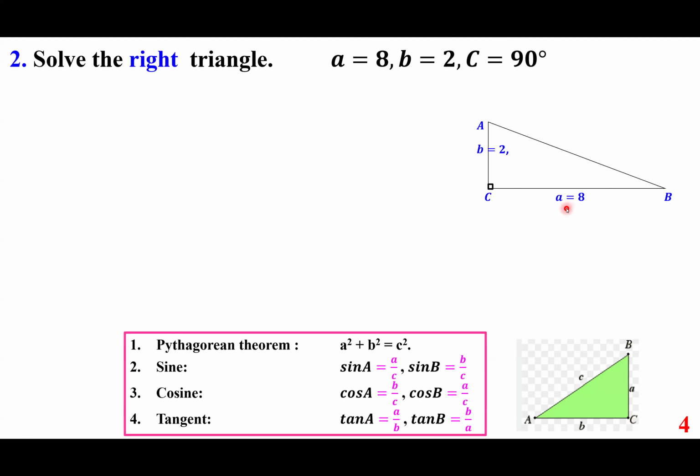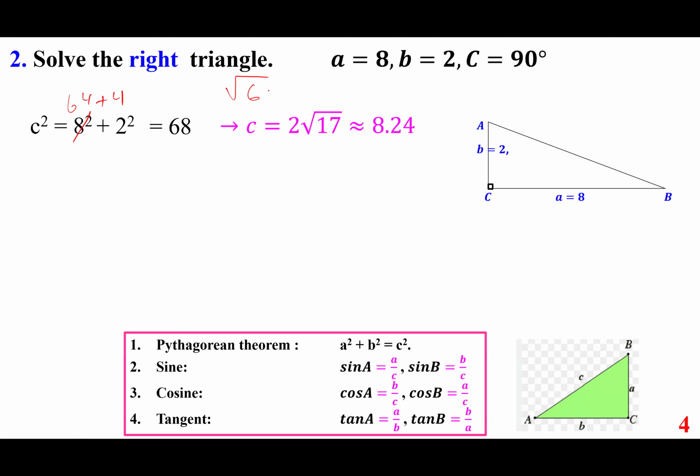Let's throw in the numbers that we have. It has A, B, C. So we have B equals 2, A equals 8. This is capital A, capital B, capital C. Those are the vertices. And so obviously we have two sides. We can find the third side, A squared plus B squared equals C squared. So C squared is 8 squared plus 2 squared, 64 plus 4 is 68. So C is square root of 68.